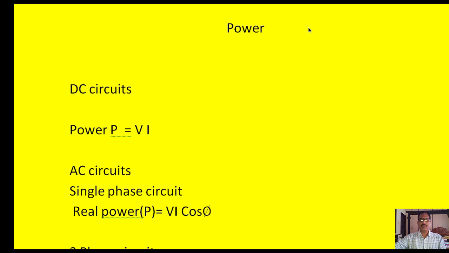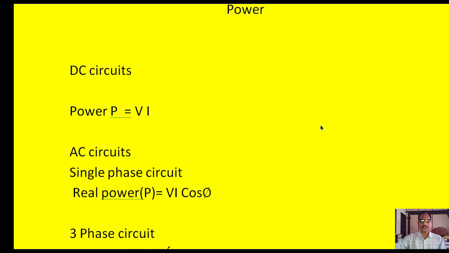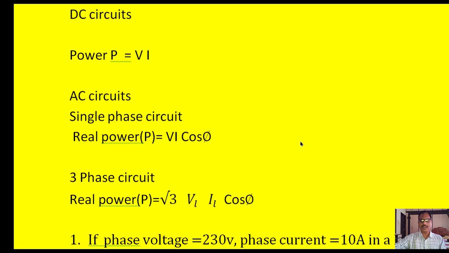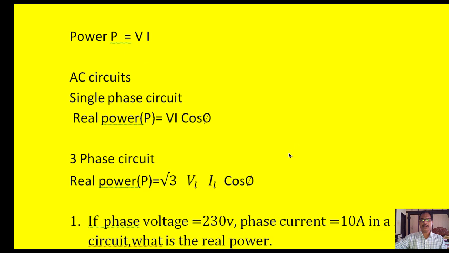So let me summarize once. We have seen what is DC circuit and what is AC circuit and what are the different types of AC circuits, and in the single phase circuit what is the real power equation, and for three phase AC circuits what is the real power equation, and we also saw the effect of power factor on the size of the conductor.